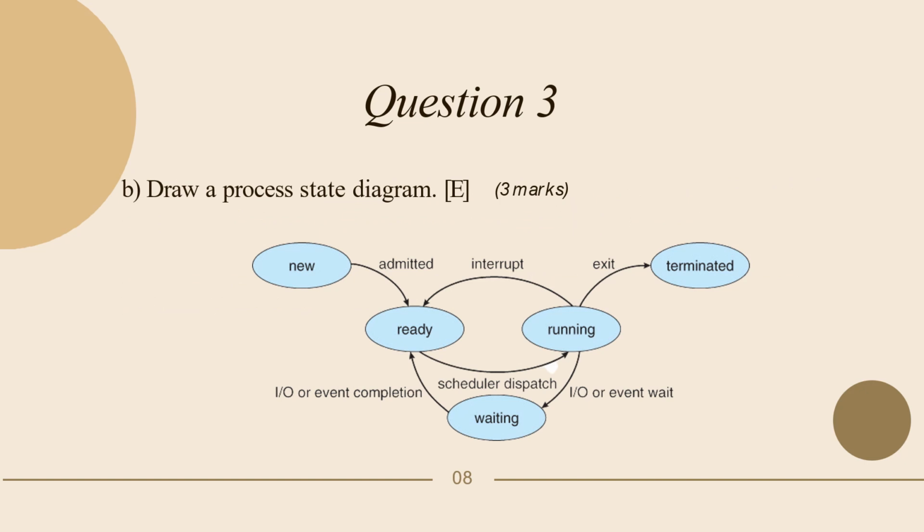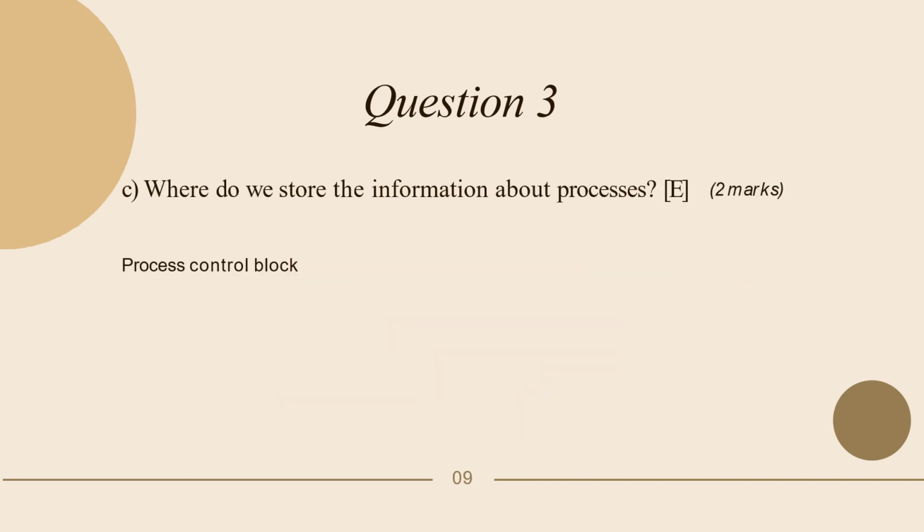Question 3B. Draw a process state diagram. This question is quite easy and you'll get 3 marks for just drawing the diagram. And we have learned this in the previous lecture, so this is it. And just like that, you'll gain 3 marks just for drawing. Okay, for question 3C, you'll get 2 marks just for stating the answer for where we store the information about processes. And the answer is the process control block.